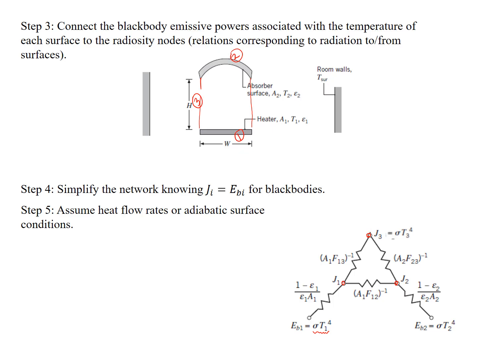So now I can say that the radiosity J3 is going to be equal to the potential of the black body emission, that is the Stefan-Boltzmann constant times the temperature of the surroundings to the power of 4. So this is how, in general, whenever you have any black body, you get rid of that node for the black body, you get rid of the resistance between the radiosity J and your EB node, and you just make your J equal to the EB value, which is your Stefan-Boltzmann constant and temperature to the power of 4.